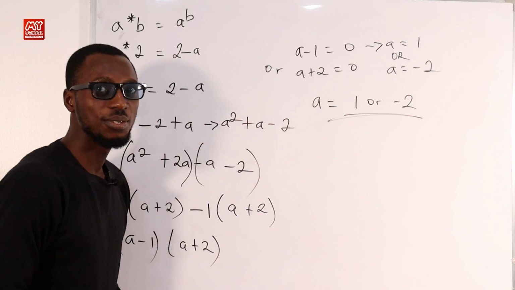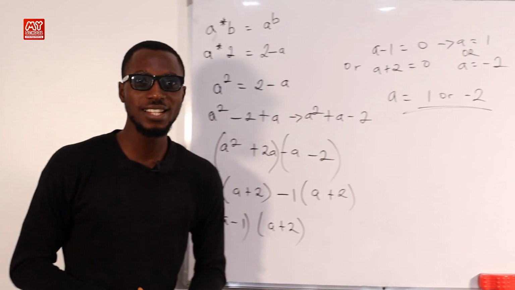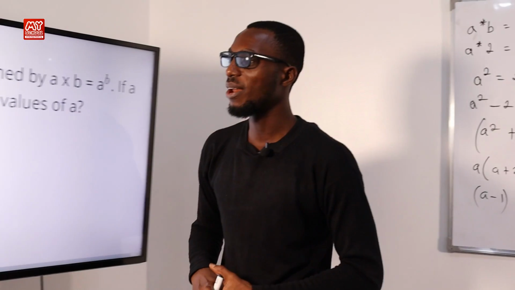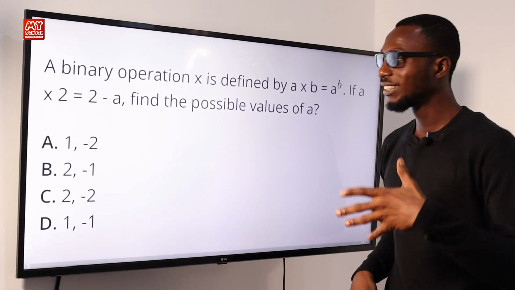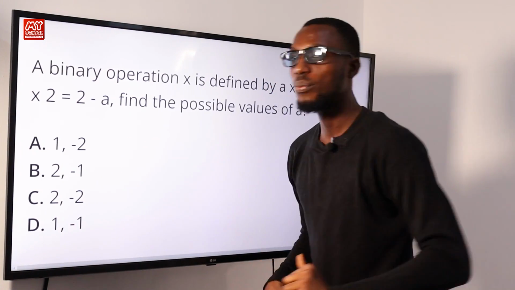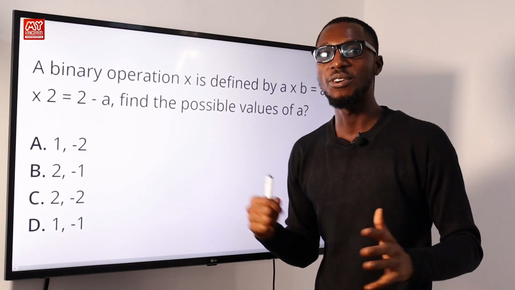So join me as we go back to the screen and pull out the correct option, 1 or minus 2. Look through the options with me, and we agree that option A, 1 comma minus 2, is the correct option.